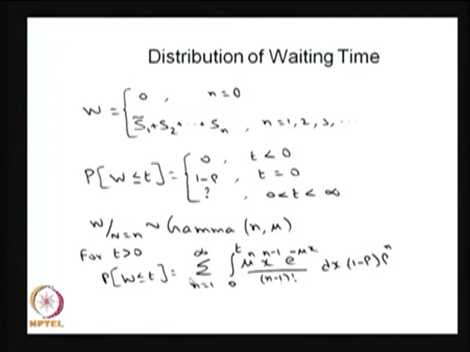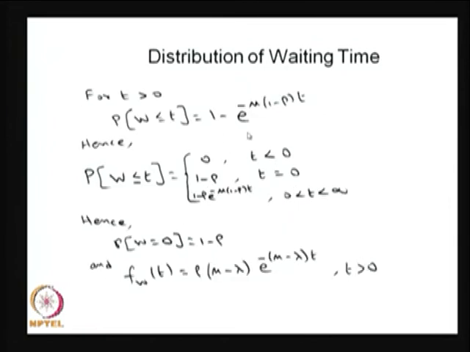Therefore, the CDF is going to be a summation, n equal to 1 to infinity, of the integration from 0 to t of the probability density function of a gamma distribution multiplied by the probability of n customers in the system. If you do the simplification, you will get 1 minus e power minus mu times 1 minus rho times t. Therefore, you can substitute here. Oh, here I made a mistake. Here it is multiplied by rho. So, 1 minus rho times e power minus mu times 1 minus rho times t, that is going to be the CDF.